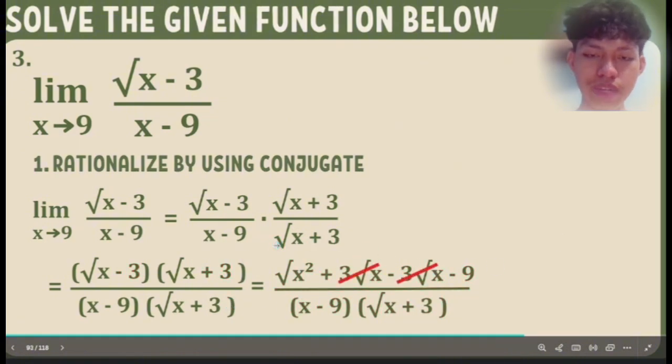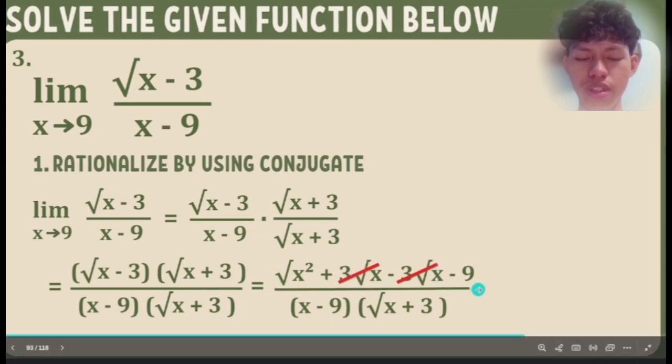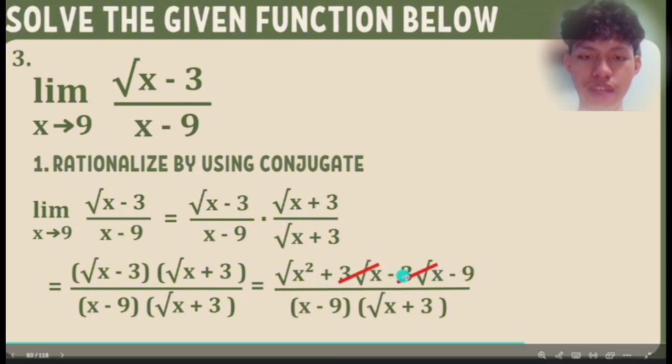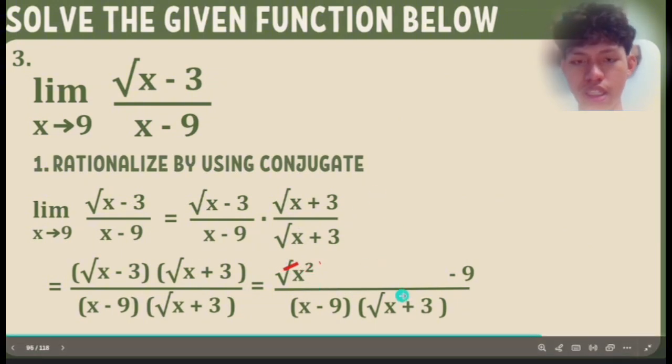But since we can see that there is a common term in the expression, we could just simply cancel those out because they have opposite signs, positive and negative. And also, since we can see that there is a square root and there is an exponent to the power of 2, we can just cancel those out as well. This leaves us with x minus 9.